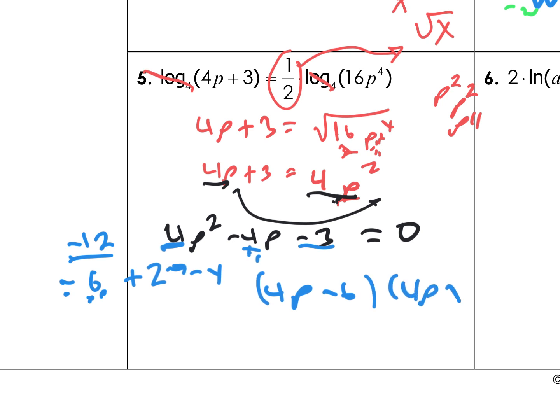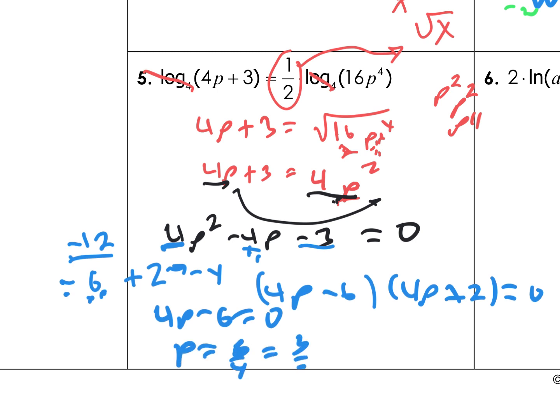4p plus 2 is 0. Set them both equal to 0. 4p minus 6 is 0. Then p must be 6 over 4, which is 3/2. And then the plus 2 one gives me 4p equals negative 2, p equals negative 1/2.